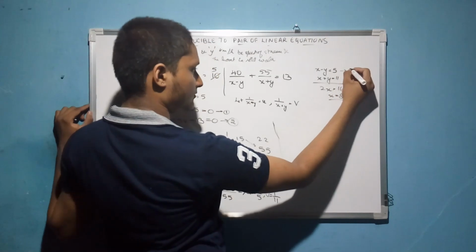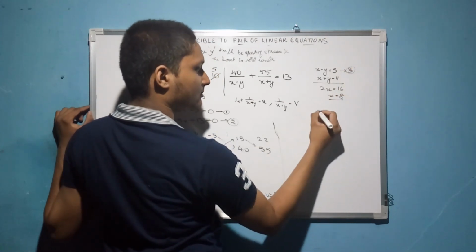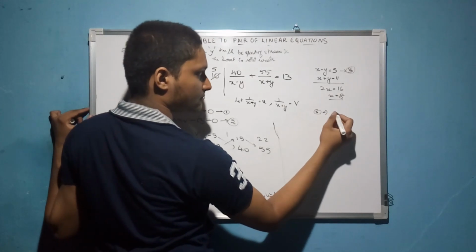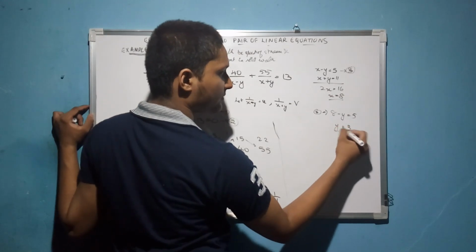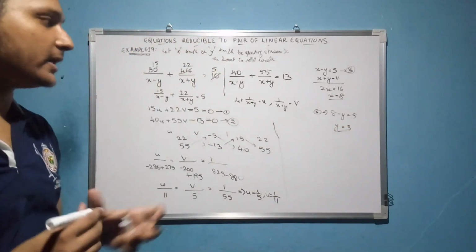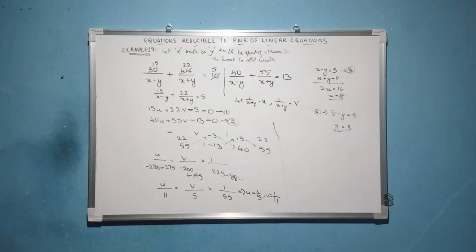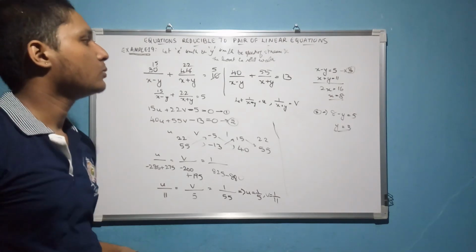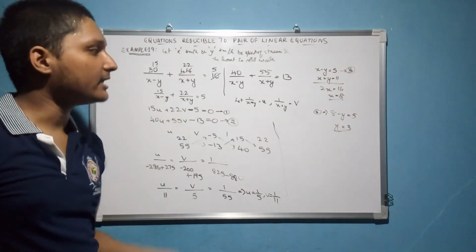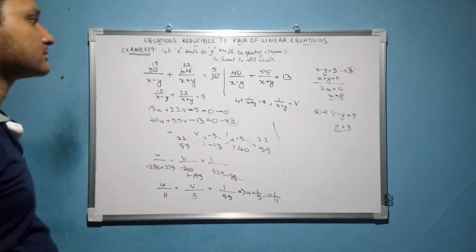Okay, let me mark this as the third equation. From the third equation I can get that 8 minus y is equal to 5, therefore y is equal to 3. Therefore x is equal to 8 and y is equal to 3 is the answer that you're going to get. That is, the speed of the boat in still water is 8 kilometers per hour, and the speed of the stream is y, which you're going to get as 3 kilometers per hour.